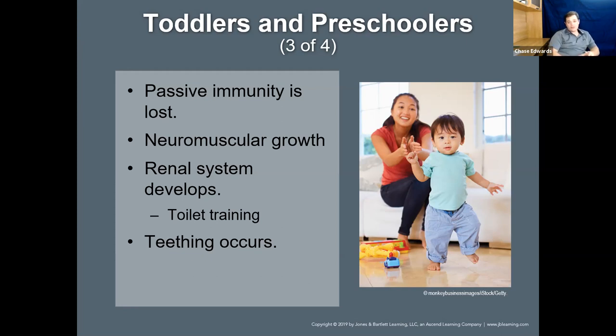Also with toddlers and preschoolers, the leading cause of death for this age group. What do you think the leading cause of death is for this age group? It doesn't have anything to do with teething, I can tell you that. Yep, accidents. Unintentional injuries.